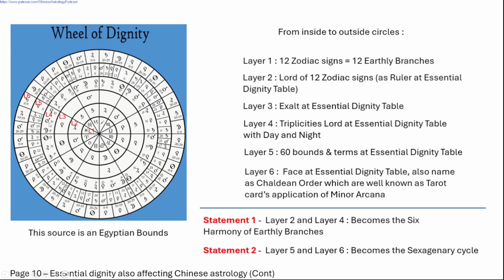We will describe day and night charts in later chapters. And these are the 16 boundaries and terms, which are all related to the 5 planets, and these planets are all related to Wu Xing. Finally, this is the triplicity order of the 7 classical planets, which is familiar from the application of minor arcana in the tarot cards.